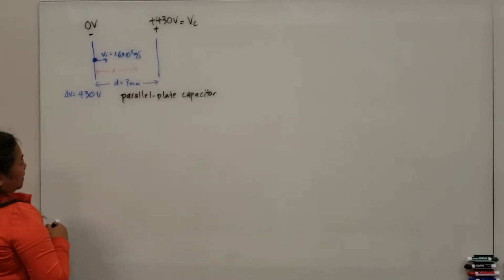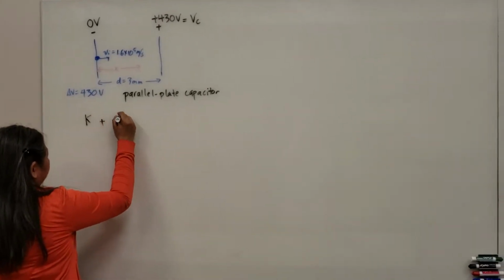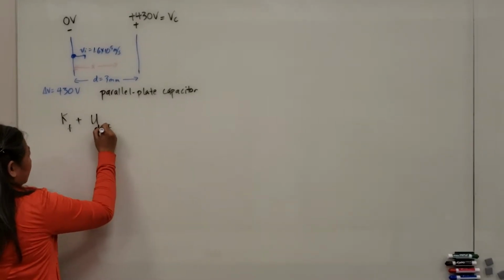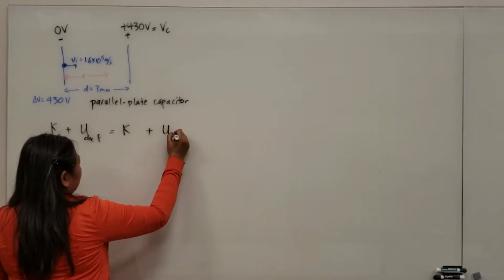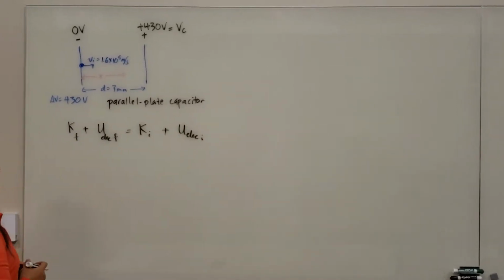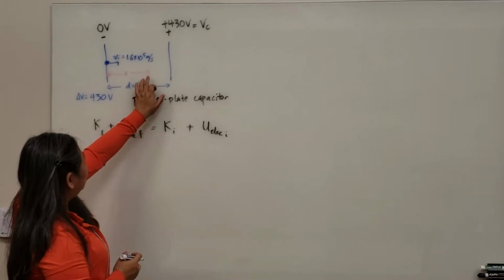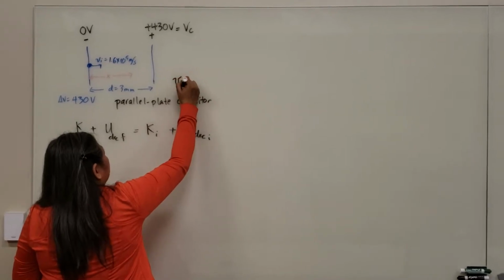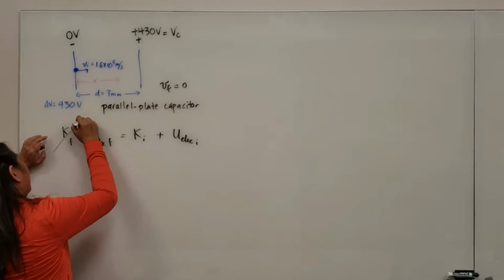The way we would approach it is using conservation of energy, where kinetic and potential energy, final, this is electric, is going to be equivalent to kinetic and potential energy, initial. We have to recognize that when the particle reaches its maximum distance from the negative plate, it's going to stop. So your final velocity is zero, and therefore your final kinetic energy is zero.